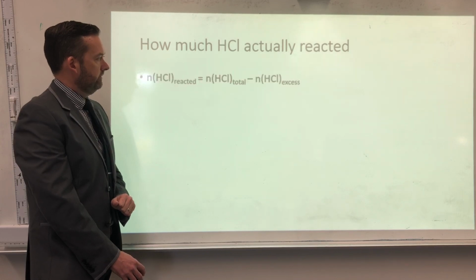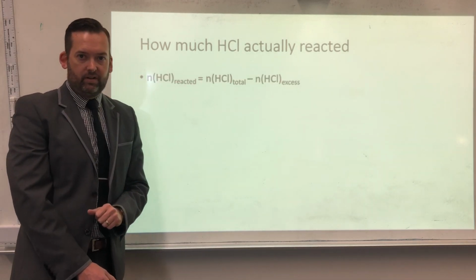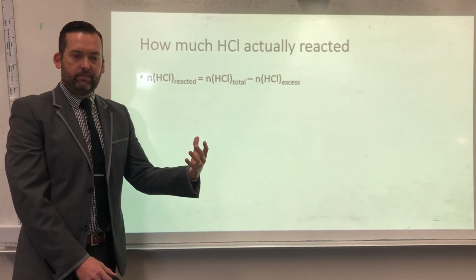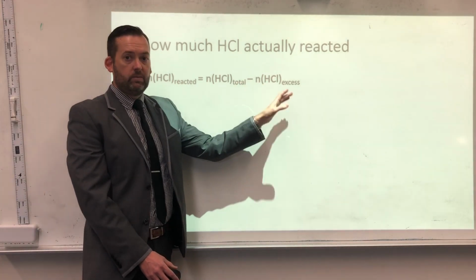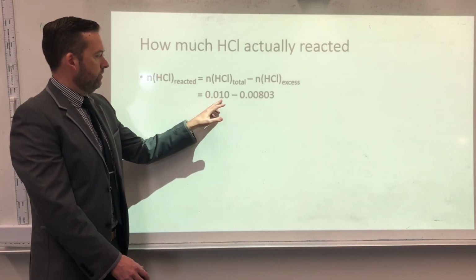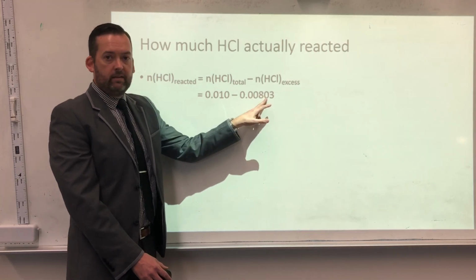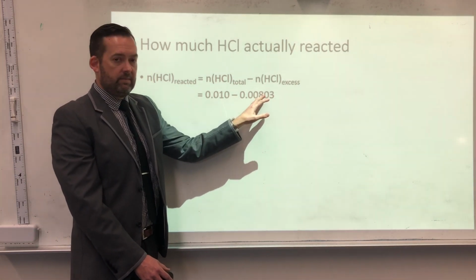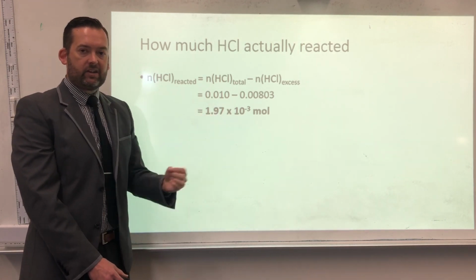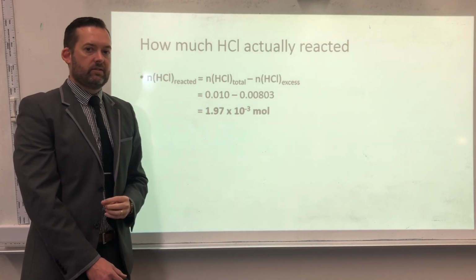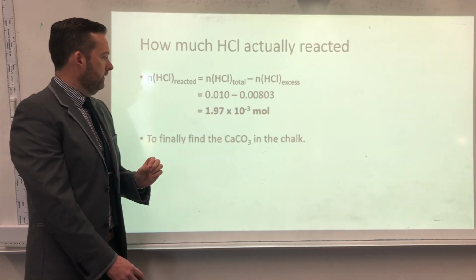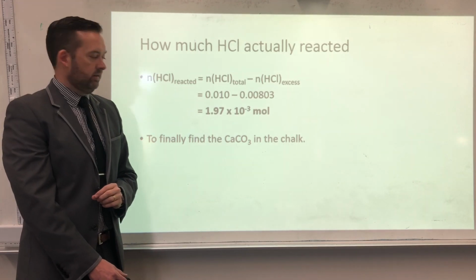How much actually reacted? Okay, so to get that, this is the important bit of the whole back titration calculation. We take the number of moles total, that's how much we added, minus the excess, which we determined from the back titration itself. 0.010, that's the number of moles there, the 0.00803, that's how much the excess was. That number, that's how much hydrochloric acid actually reacted with the chalk. That's the key to these whole questions. That's the important thing.